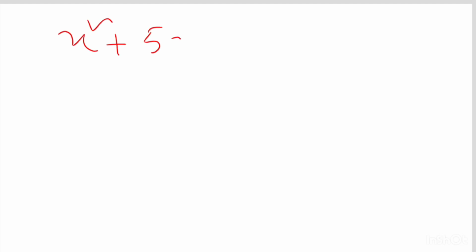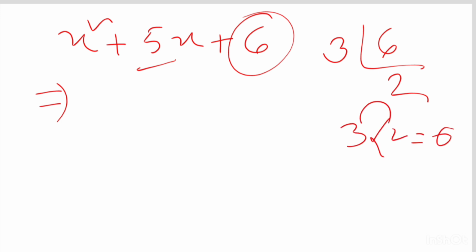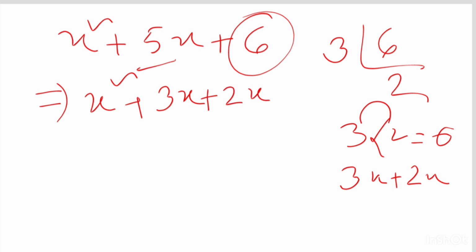x squared plus 5x plus 6. So split the middle term into two numbers, that means two numbers whose product is the last term, 6, and whose sum is the middle term, 5. So 6, we factorize it as 3 times 2. So we have two numbers whose product is 6 and whose sum is 5, that means 3x plus 2x. So now arrange this one, 3x plus 2x.